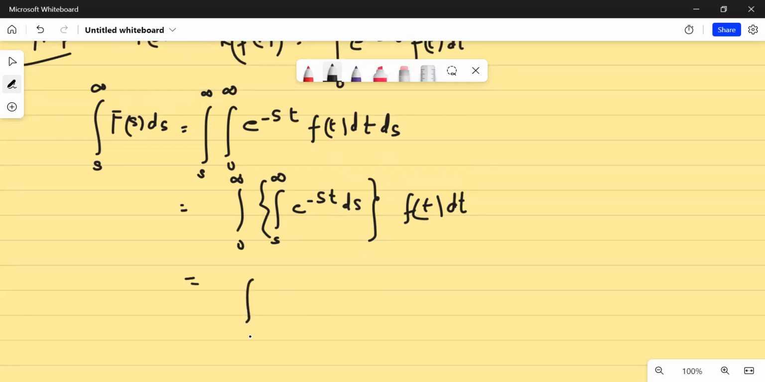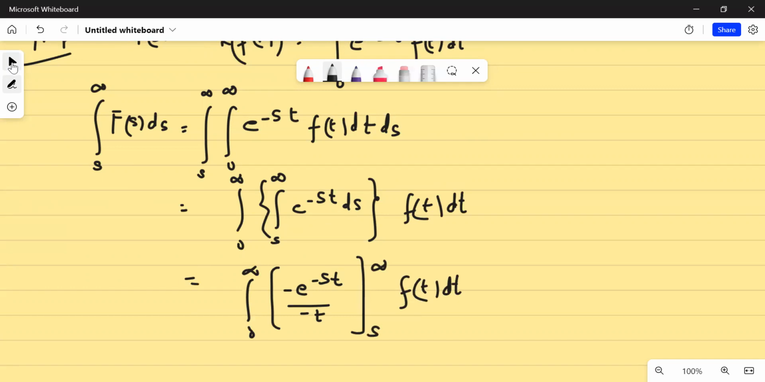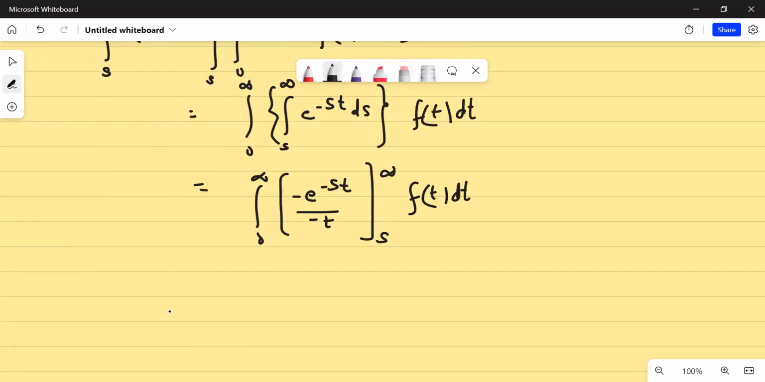It will be, I think, minus e to the power minus st upon minus t from s to infinity, and then you have this f(t) dt. Is that fine? Alpna, is that fine?